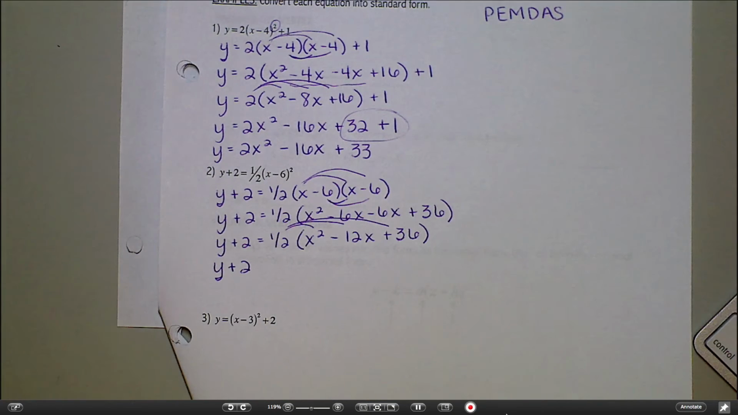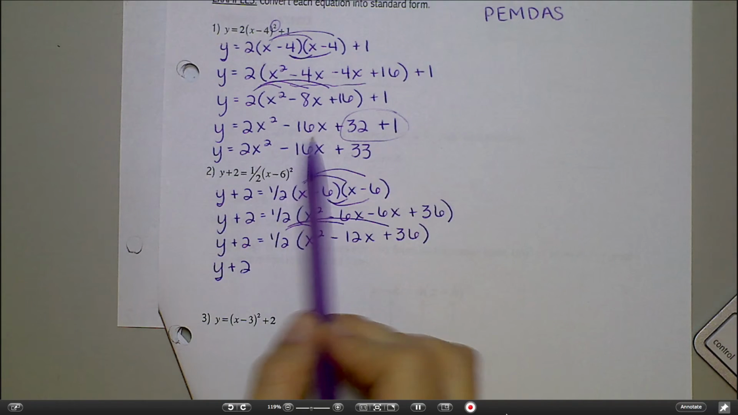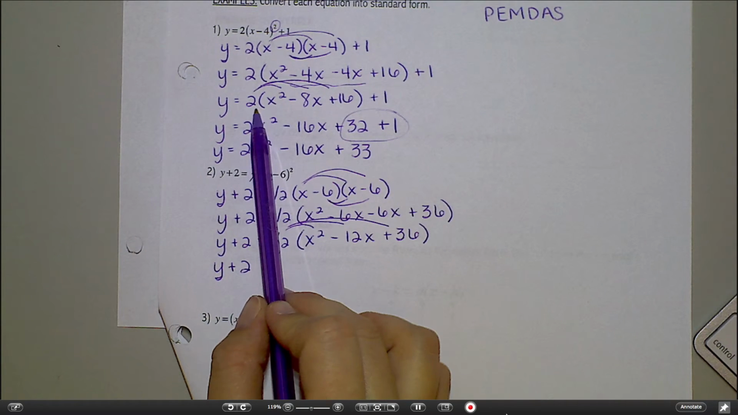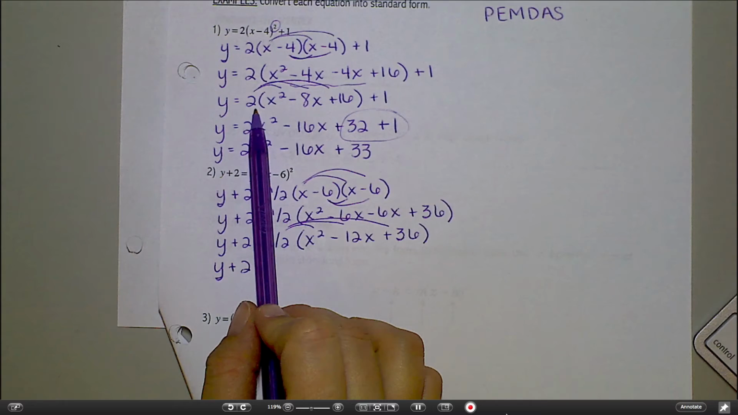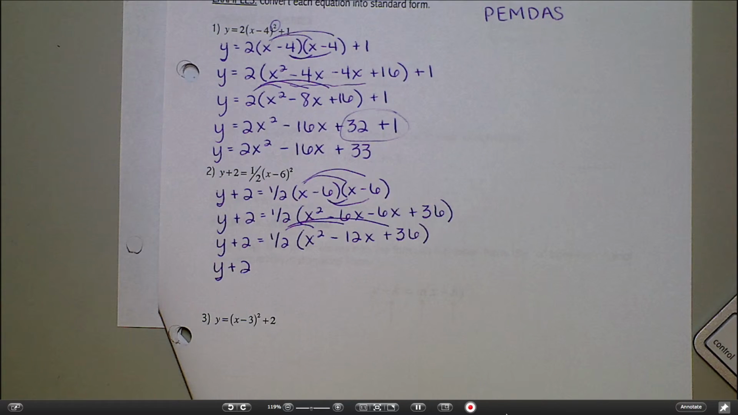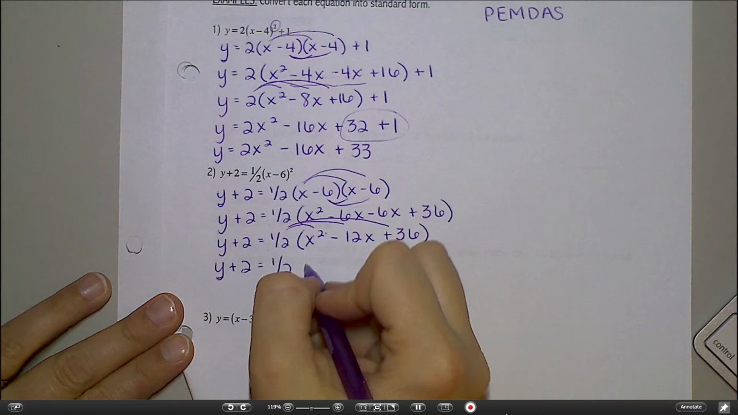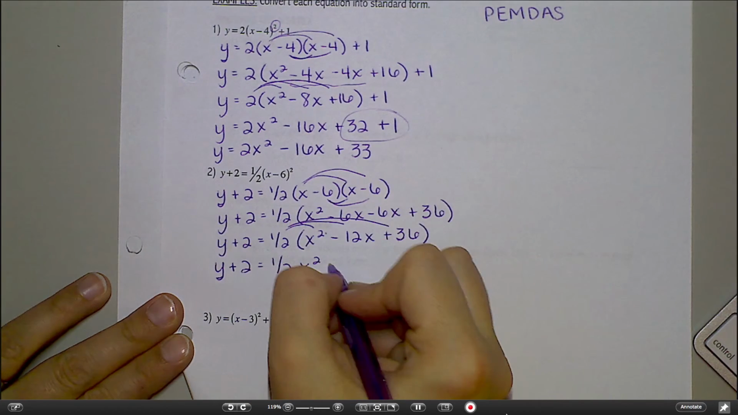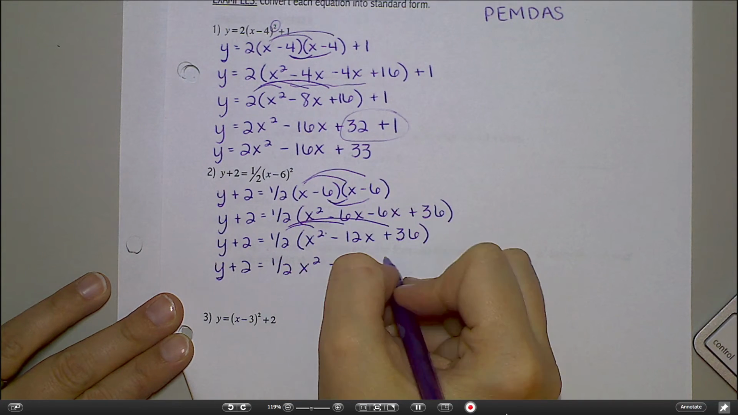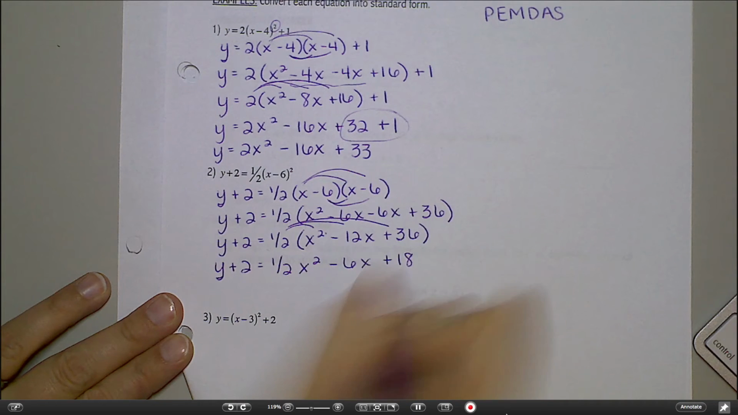We're going to take that. What's 1/2 times x squared? 0.5. What is 2 times x squared up here? 2 times x squared is just 2x squared. So what's 1/2 times x squared? 1/2 x squared. You don't do anything with the 1/2 and the square. You just make it 1/2 x squared minus 6x plus 18.